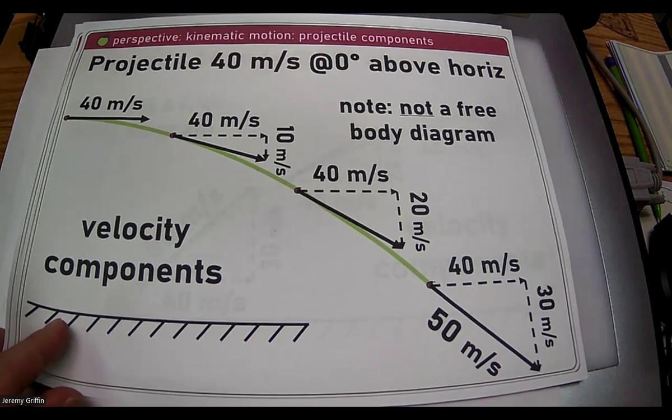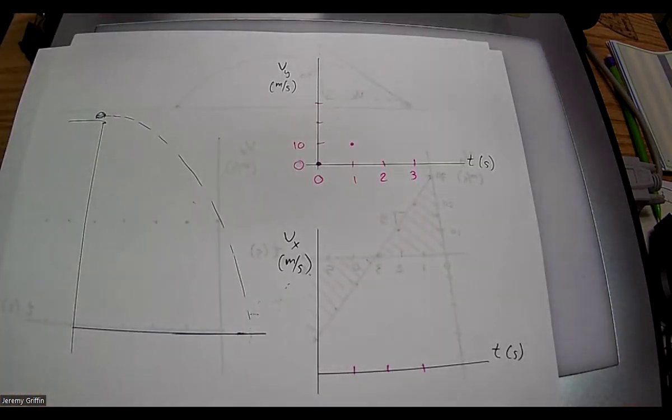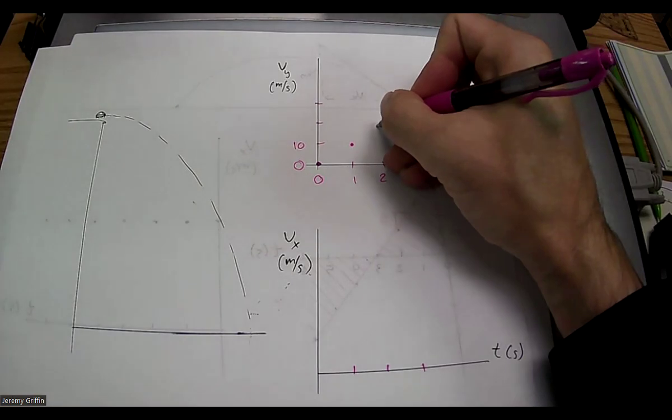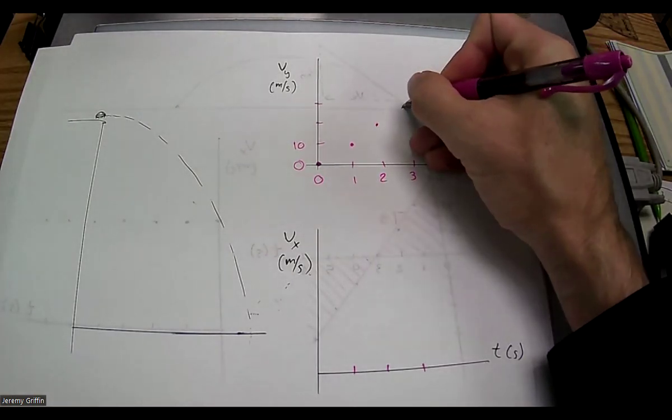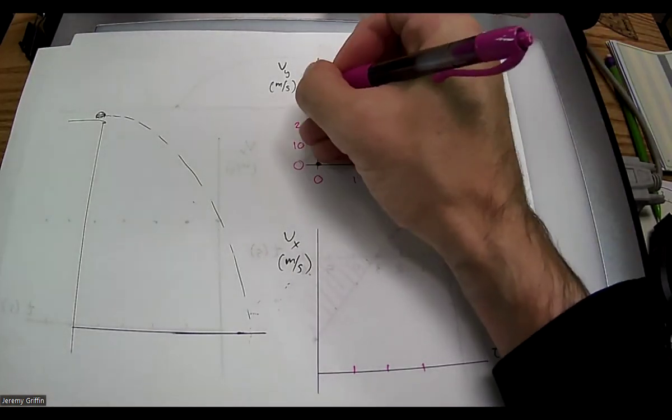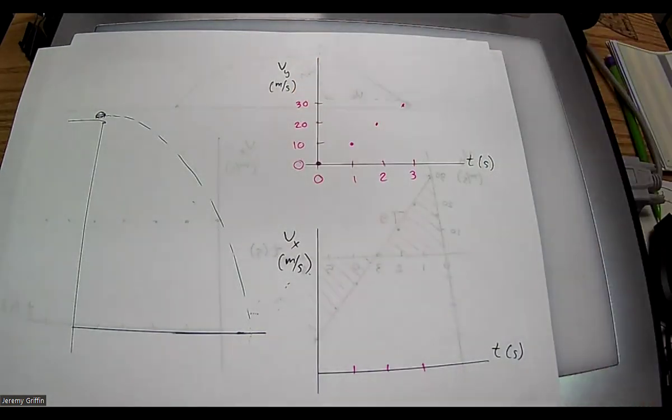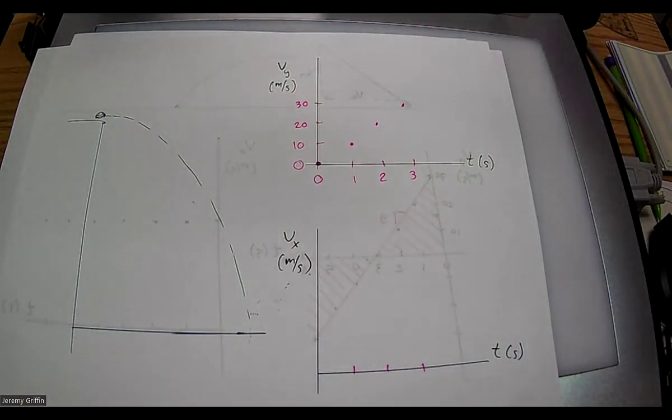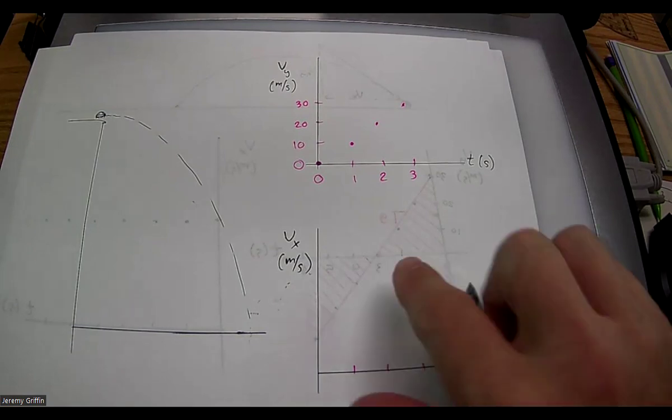It's picking up 10 meters per second each second, because that would be Earth. So 2, 20, 3, 30, right? Of course, I'm not looking for points. I'm looking for some kind of graph curve, right? What shape is that? Right.